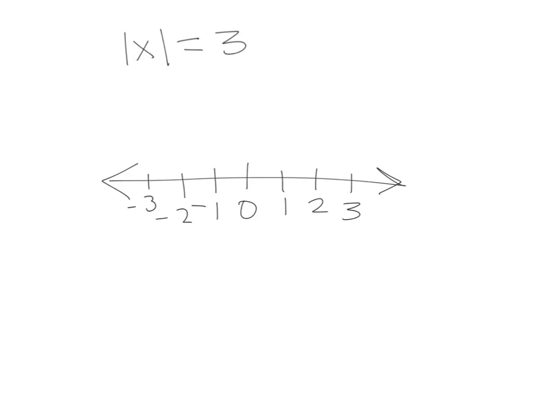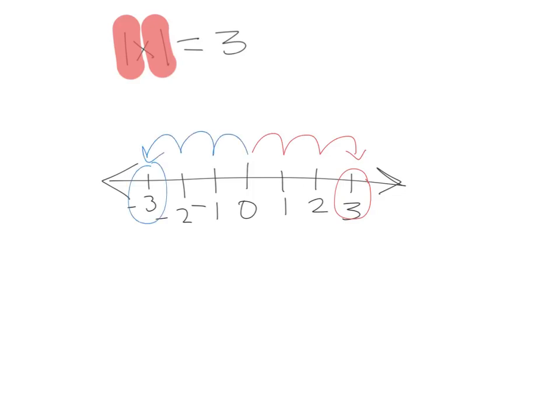We know that absolute value, these two bars, mean we're talking about the distance from 0. So if I start at 0, I can move 3 to the right, in which case I land at 3. But I can also move 3 to the left, in which case I end at negative 3. So this x value has two possible options. It can be positive 3, or it can be negative 3.